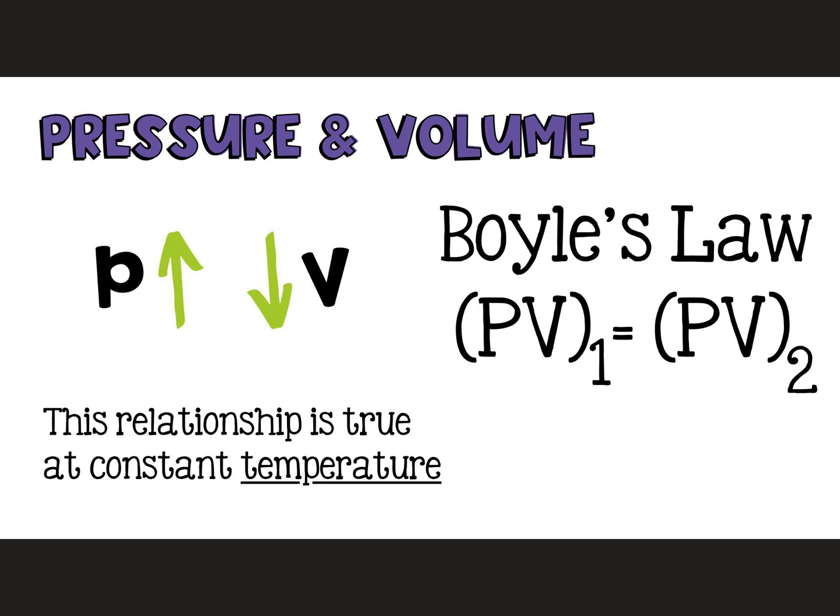We use Boyle's law to show this mathematically. P1V1 equals P2V2. So the starting pressure times the starting volume is equal to the final pressure times the final volume. Pressure and volume are inversely proportional.